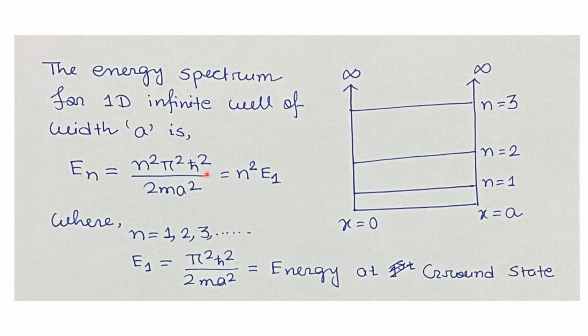ħ is the reduced Planck constant. m is the mass of the particle in that potential well. a is the width of the infinite potential well. Now, if you put n equals 1, then the energy for the ground state, that is the first energy level, is given by π² ħ² by 2m a². So we can write the expression for the nth energy level as n² multiplied with E1.